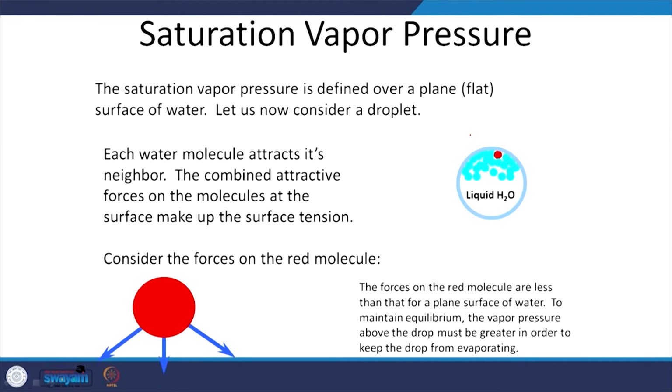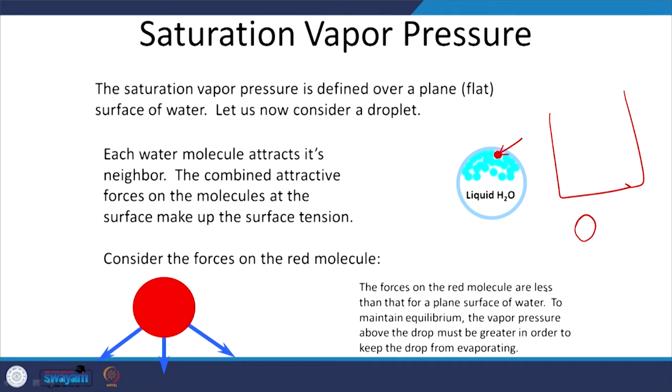Now, let us see the same situation in a droplet. You do not have a beaker in which you have kept the water, rather you have a droplet in which there are many molecules. Let us consider one molecule, again our target, this red molecule. The saturation vapor pressure that we defined was with respect to the plane surface of water. Here, each water molecule attracts its nearest neighbors, so the idea of force is still the same. The combined attractive forces on the molecules at the surface make up the surface tension again. So, consider the forces on the red molecule.